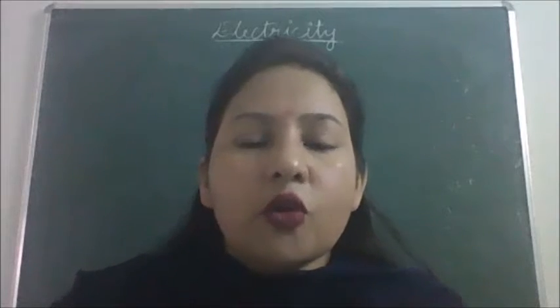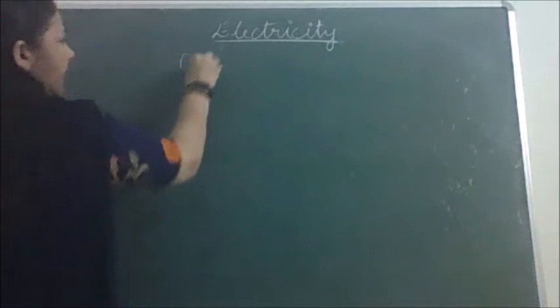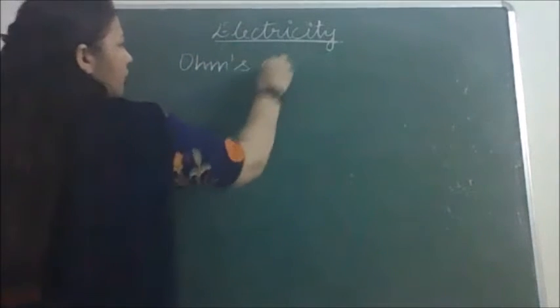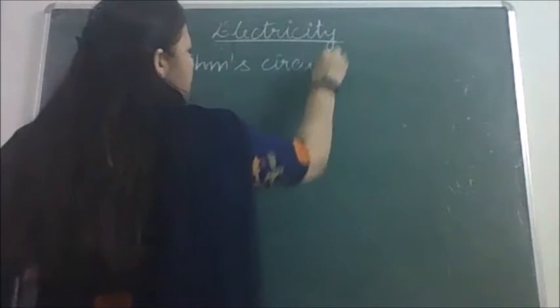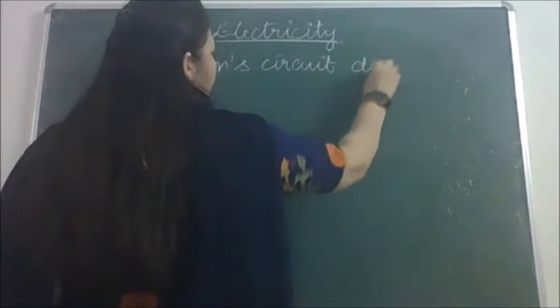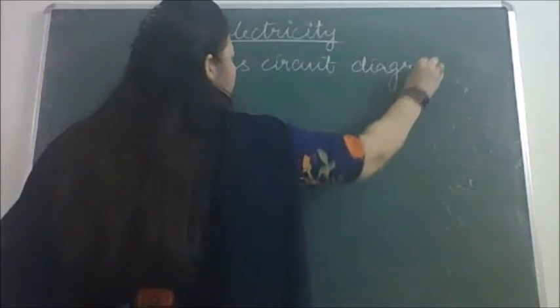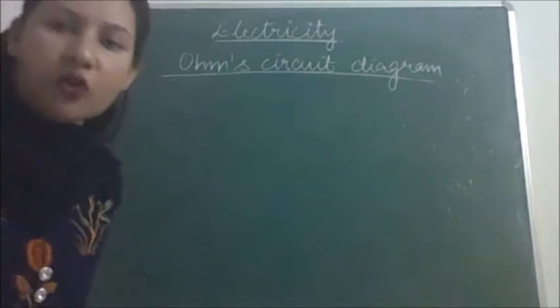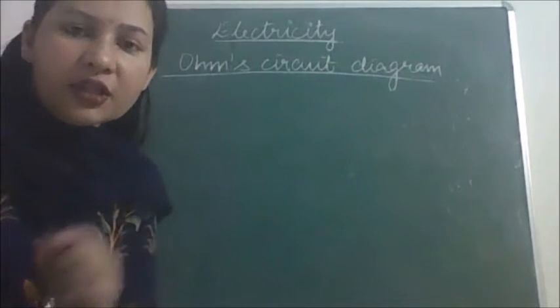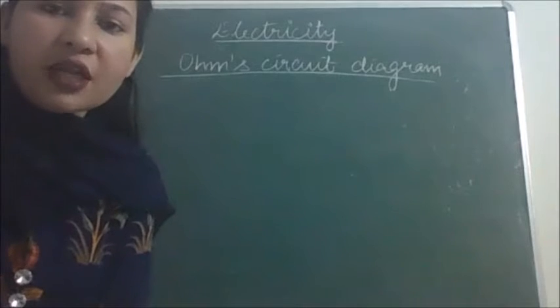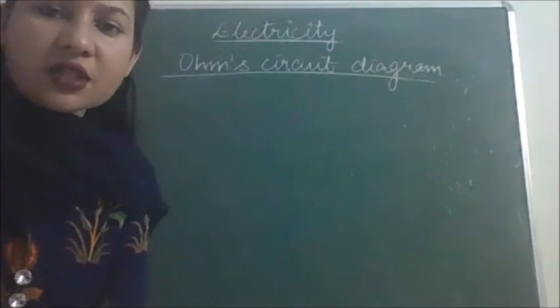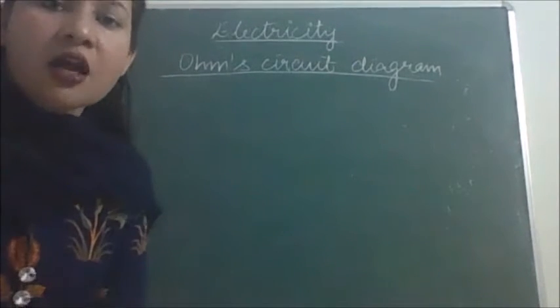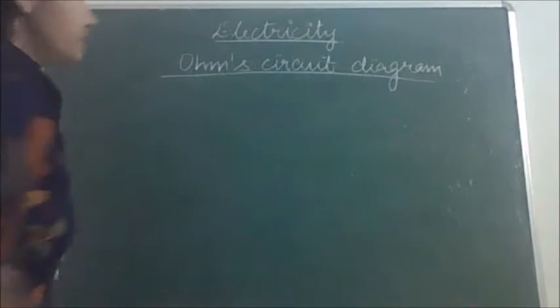With Ohm's law, right? So first of all, we'll draw Ohm's circuit diagram using all those components. Before that, yesterday I showed you what is an open circuit and what is a closed circuit. I think we didn't define that, so let us define that also.